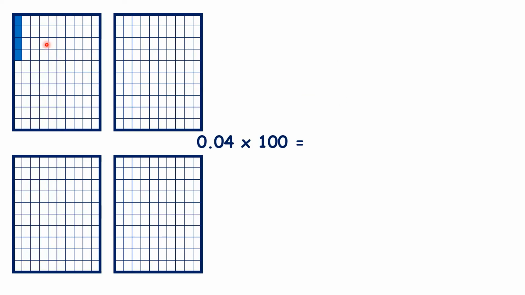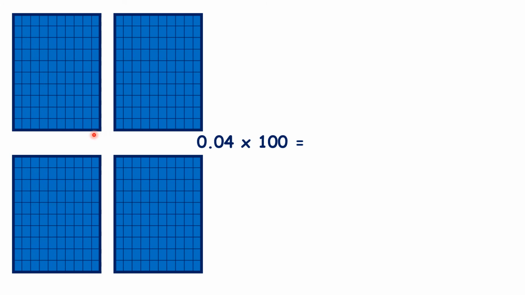Now here we have 4 hundredths of one of our large rectangles shaded. If we coloured in 4 squares 100 times, we would have all 4 of our rectangles completely shaded. But here's another way to think about 0.04 times 100. Let's split up these 4 hundredths, 1 hundredth in each rectangle, and now it's easy to see that if we colour 100 times as much, we've coloured 4 full rectangles. So 0.04 times 100 is 4.